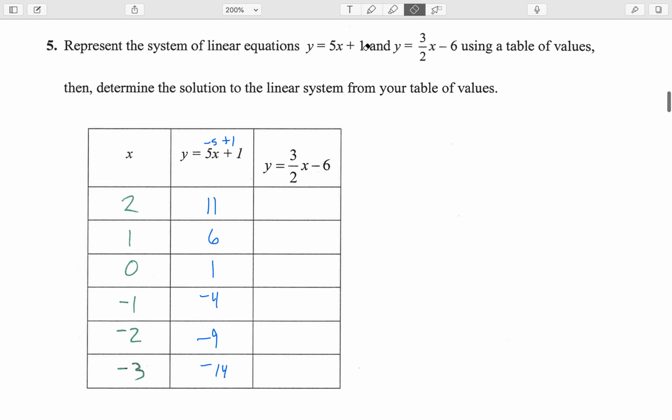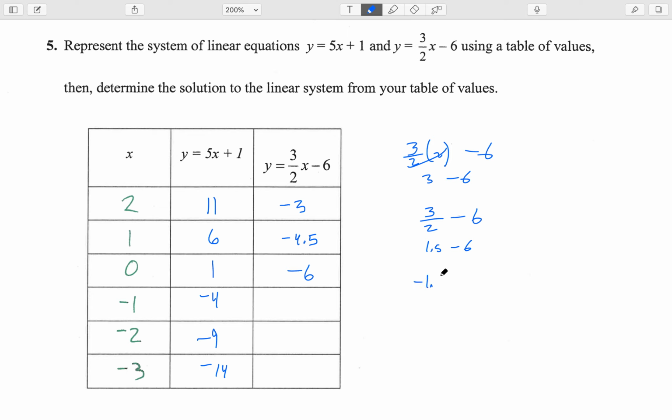Okay, so now let's do it for the other one. So 3 over 2 times 2, minus 6. So that becomes 3 minus 6, which is minus 3. Take in 1. So 3 over 2, which is 1.5, minus 6. So 1.5 minus 6 is going to be actually negative 4.5. Right? Because this is 1.5 minus 6. Okay, let's plug in 0. 0 minus 6, minus 6. Let's plug in negative 1. So negative 3 over 2, which is negative 1.5, minus 6, which is going to give me negative 7.5.